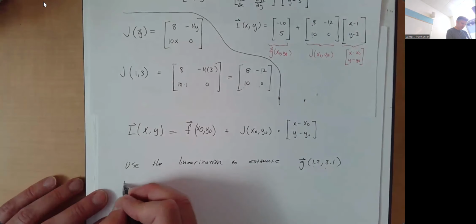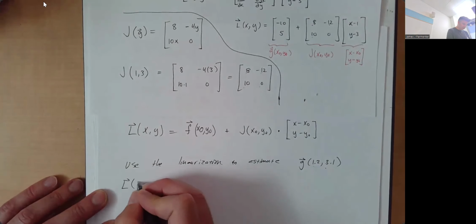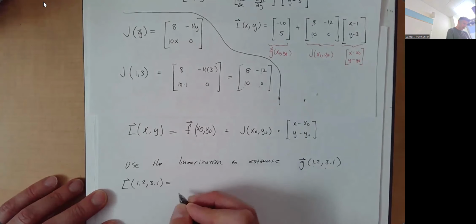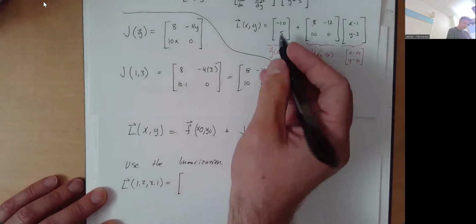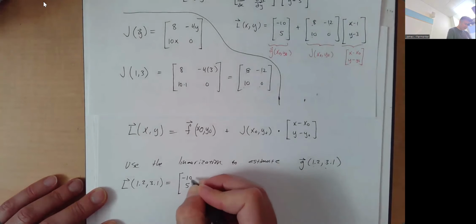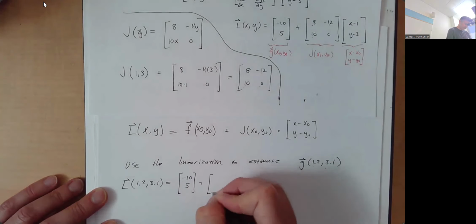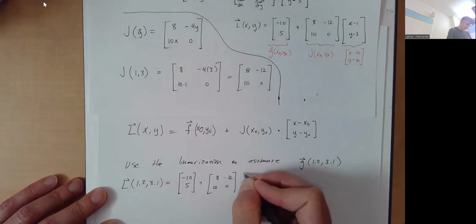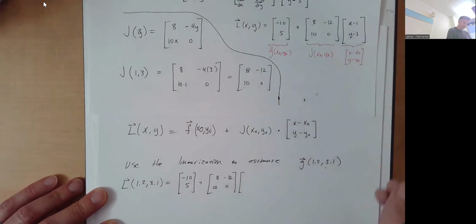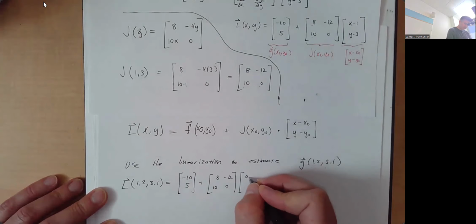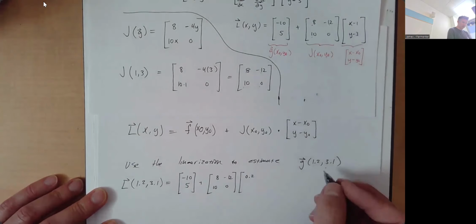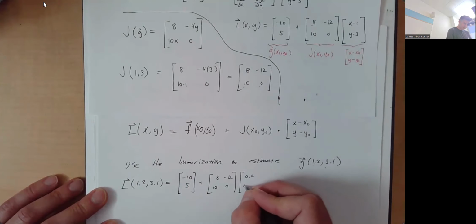So my linearization at 1.2, 3.1 is going to be negative 10, 5 plus the matrix 8, negative 12, 10, 0 times 1.2 minus 1, 0.2, and 3.1 minus 3, so 0.1.